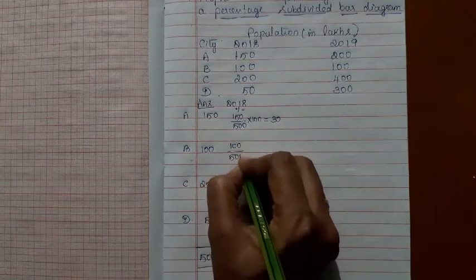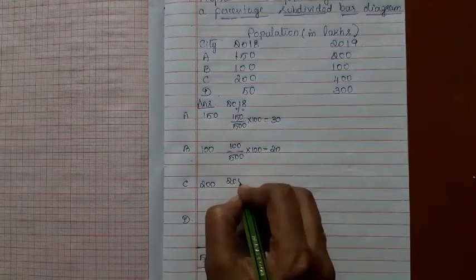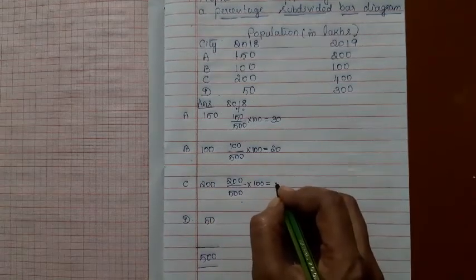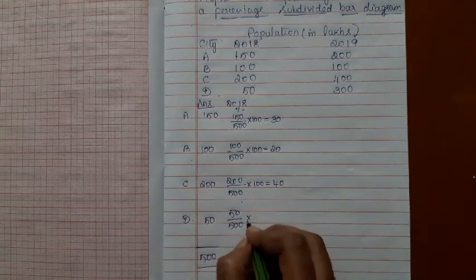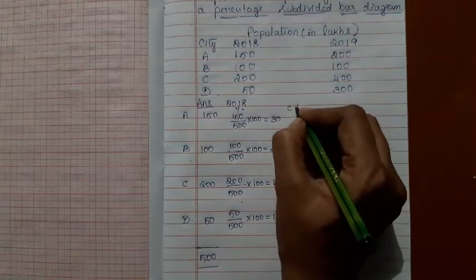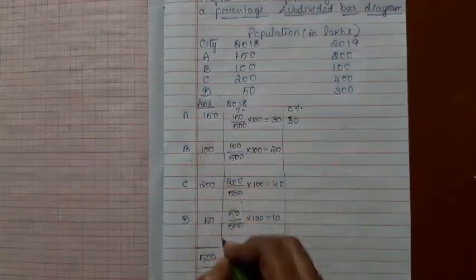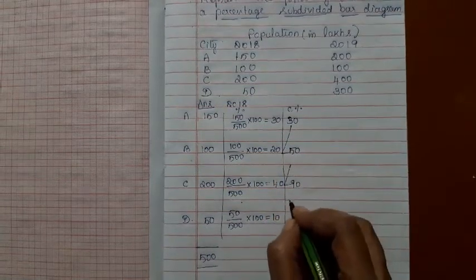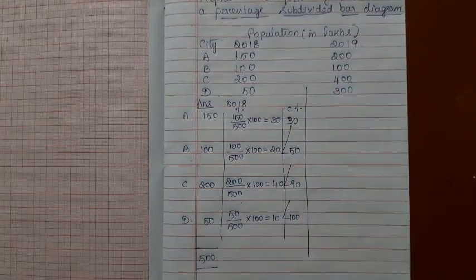100 divided by total 500 into 100, you get 20. 200 divided by total 500 into 100, you get 40. 50 divided by total 500 into 100, you get 10. After this, you calculate the cumulative percentage also, that is 30 plus 20, 50 plus 40, 90 plus 10, 100. So for 2018 the calculation is over.